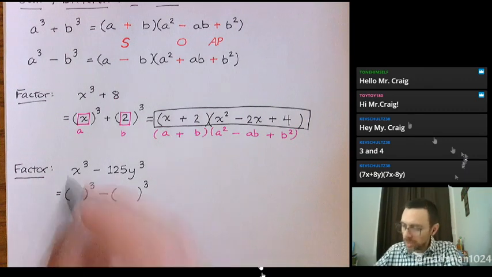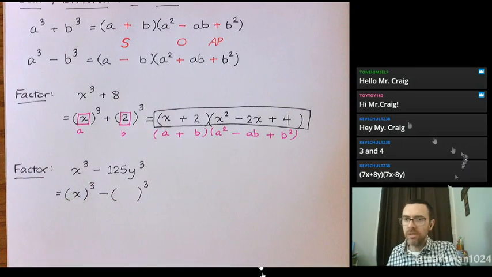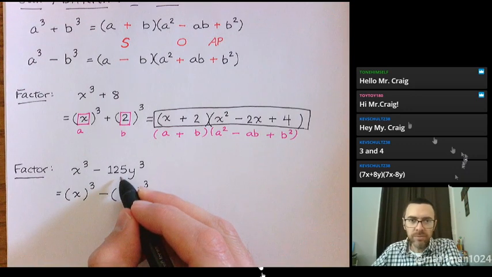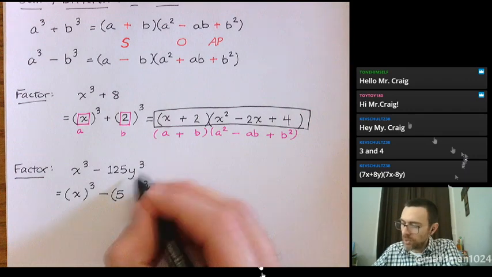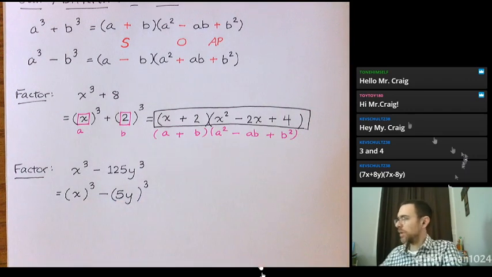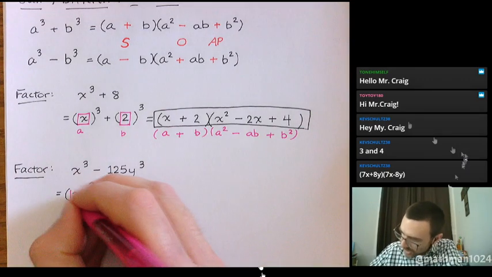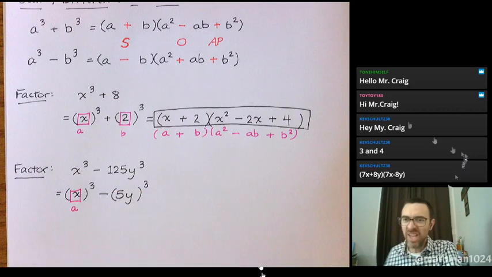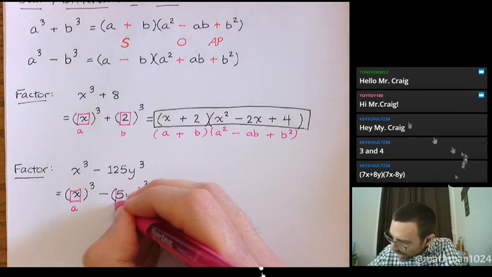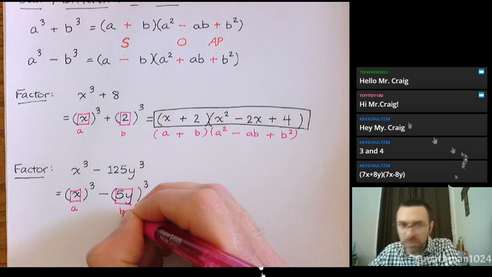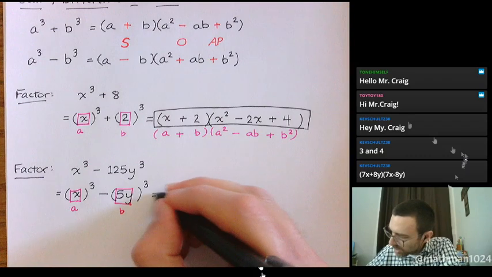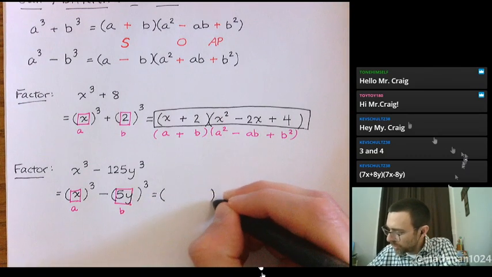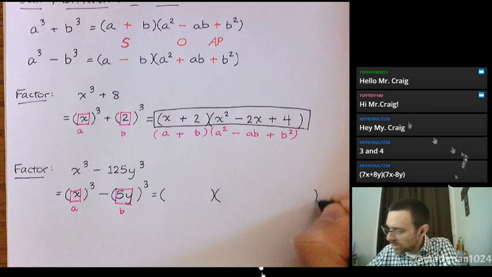Well, yeah. Clearly, this is going to be x. I mean, x to the third is x to the third. What would I cube to get 125? It's going to be 5. And to get the y to the third, I need my y there as well. So, just as we did in the last example, box this so you know that's what you're using for A. Box this 5y because that is the b that you're going to use. And so now, we factor a binomial factor times the trinomial.